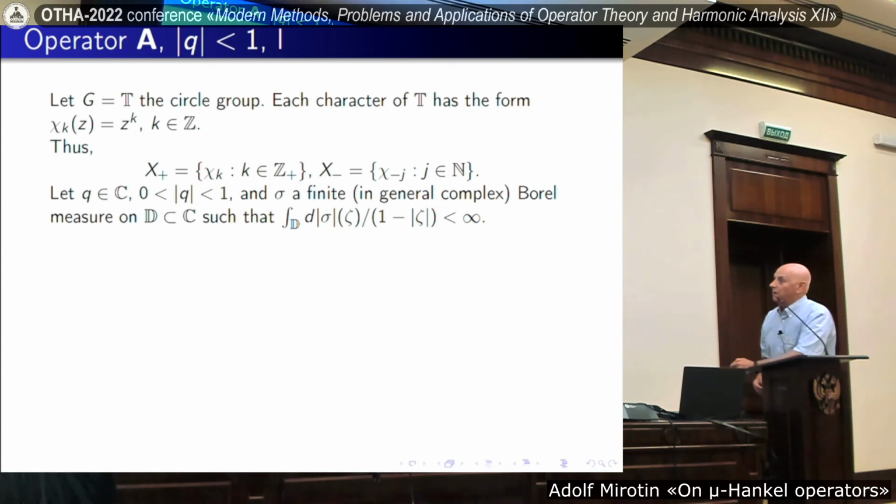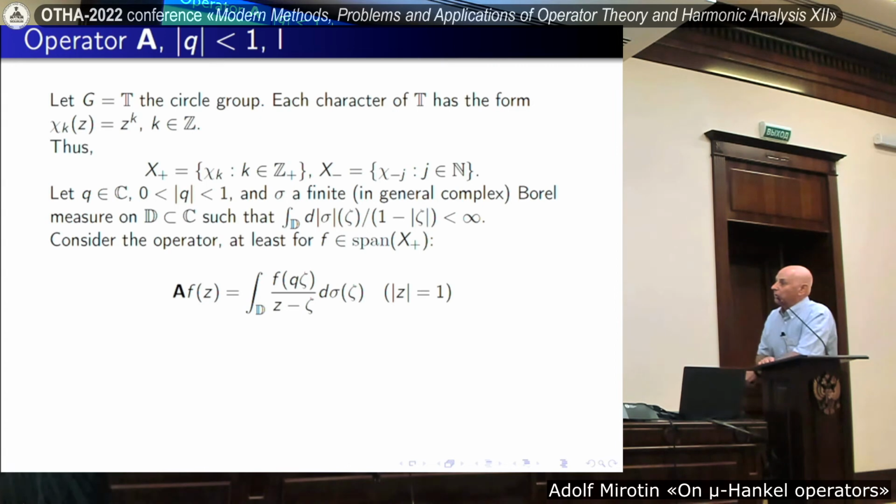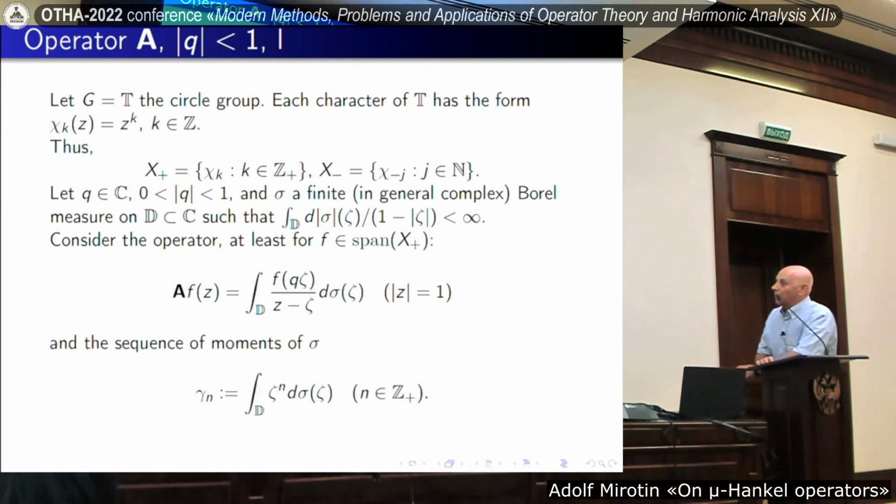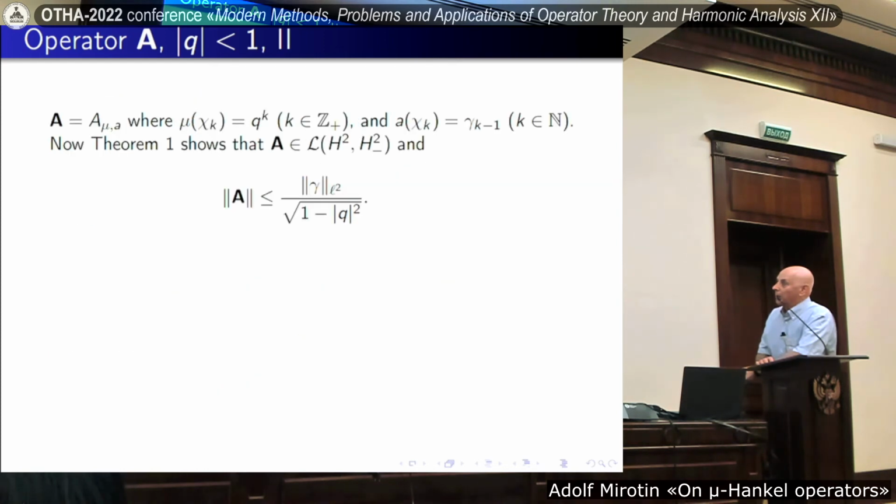And then I recall that operator A between H2 on the circle T and H2 minus on T is given by the next formula. And to answer the question about the structure of this operator, we consider the sequence of moments gamma_n of the measure sigma.